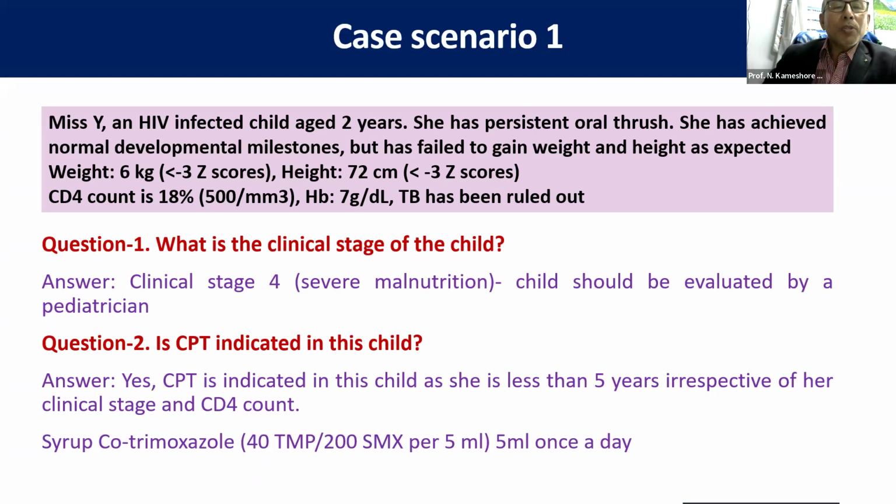So cotrimoxazole is given, which contains trimethoprim 40 against 200 of sulfamethoxazole for every 5 ml. So the dose comes as 5 ml once a day of cotrimoxazole in this child of 2 years.